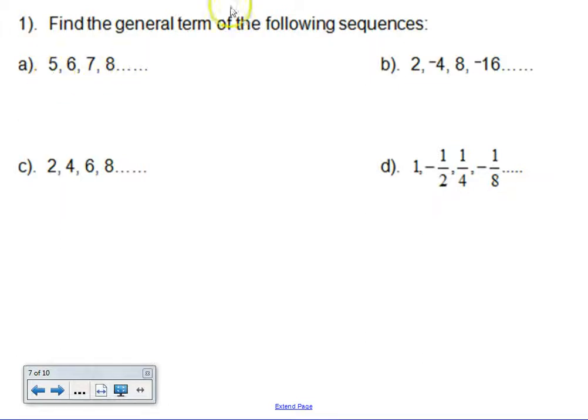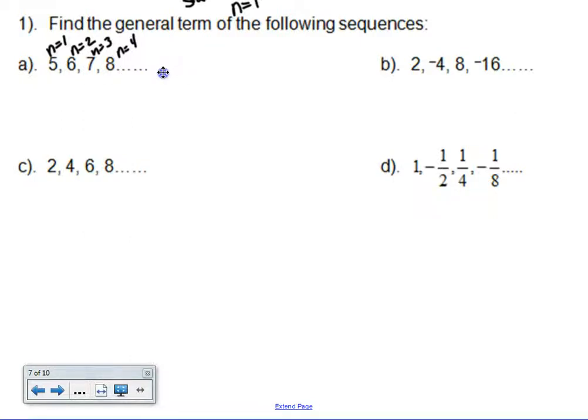So this is a sequence. Let's assume all sequences start at n equals 1. So for instance, on this particular sequence, when n equals 1, you're going to get an answer of 5. When n equals 2, you get an answer of 6. When n equals 3, you get an answer of 7. And when n equals 4, you get an answer of 8. I notice a couple things. This is just a sequence of integers, so it's just adding 1 each time.